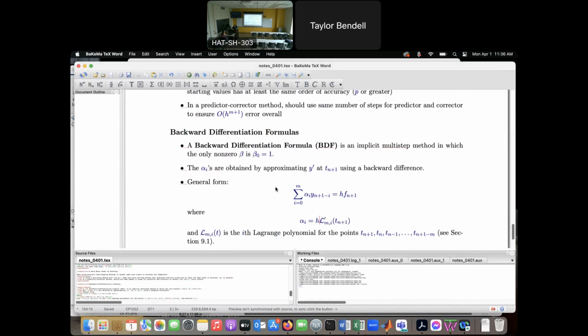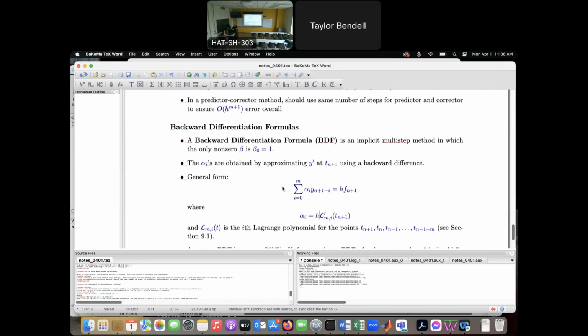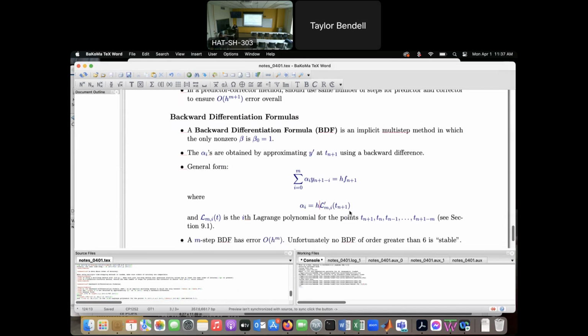So just as in the Adams methods, your betas are the integrals of Lagrange polynomials. Your alphas here come from derivatives of Lagrange polynomials. And since we want to approximate the derivative of y at time t n plus 1, that's the value we plug in to the derivatives of our Lagrange polynomials. Another formula for these alphas is a little simpler. Make a note of that here.